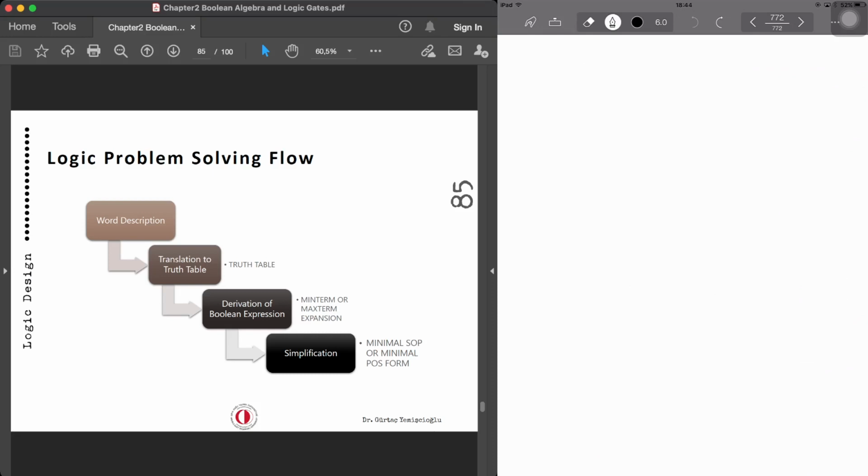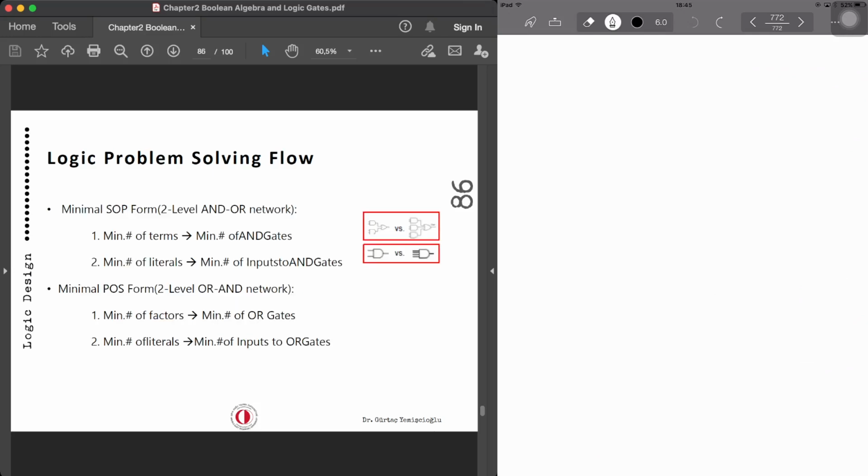So, logic problem solving: we have got the word description generally. We have to translate it to a truth table, to meaningful binary patterns. And then from those patterns, we can derive the expressions like minterms and maxterms that we have done. And then we can apply algebraic manipulation and simplify it. So minimal sum of product form, two-level AND-OR gate networks.